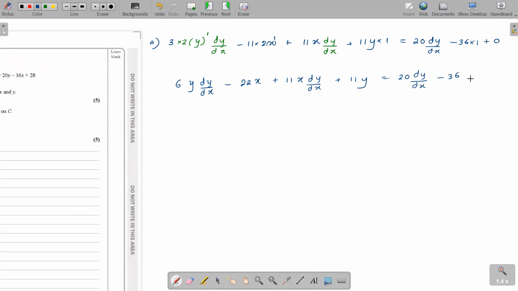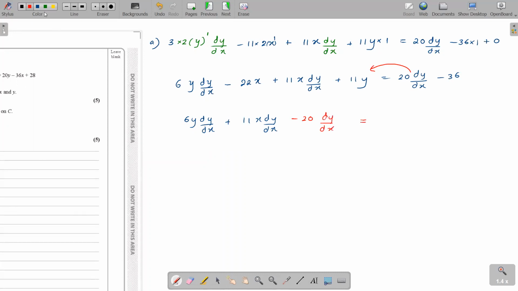So I need to take all the dy by dx terms to one side and the others to the other side. So let me keep 6y dy by dx here plus 11x dy by dx here, and there's another term with dy by dx here, right? The 20. So I'll bring it here as minus 20 dy by dx. Are you guys with me?